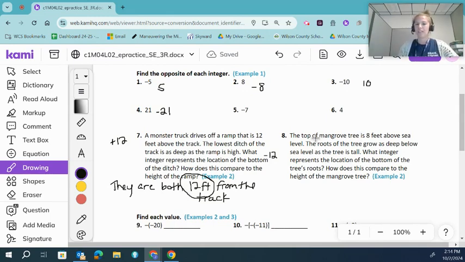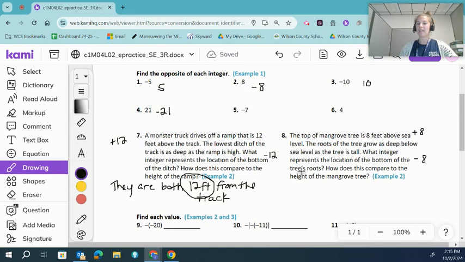The top of the mangrove tree is 8 feet above sea level, so +8. The roots of the tree grow as deep below sea level as the tree is tall. So again, what integer represents the location of the bottom of the tree roots? Well, it would be at -8 feet, or 8 feet below sea level.